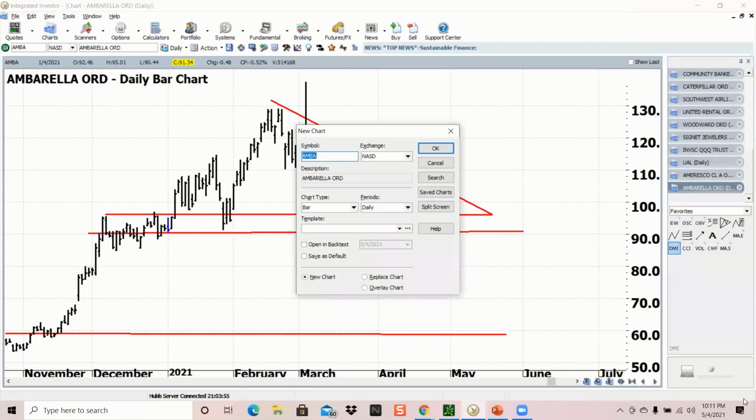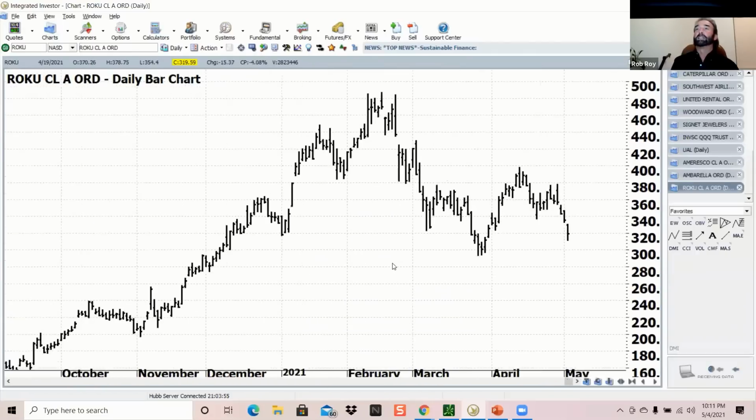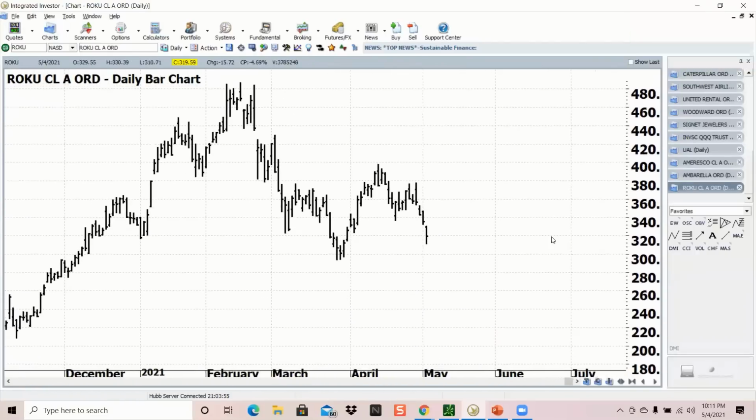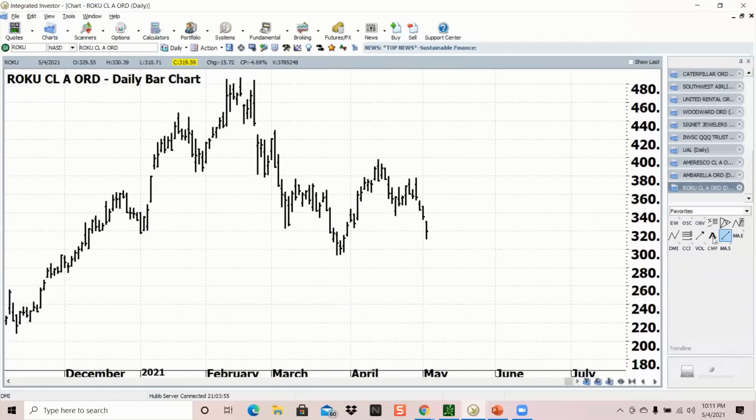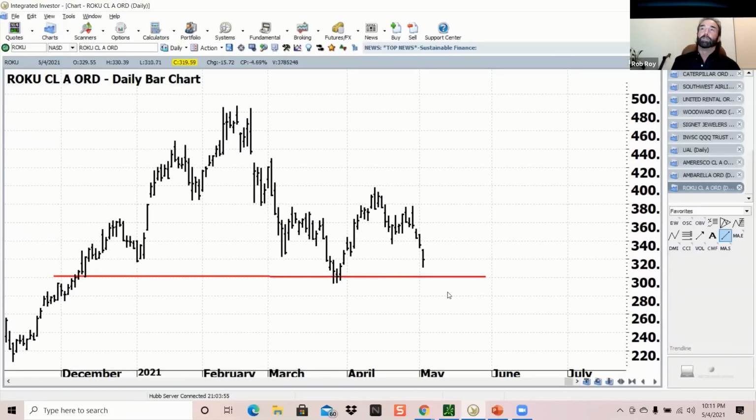Pankaj said, can you please cover Roku? I am holding 300 put in Roku. Good job, Pankaj. Well, here's what you want to watch for. Just be careful at 300. It's probably coming down to 300. I mean, you got a zigzag right there. So look at that.